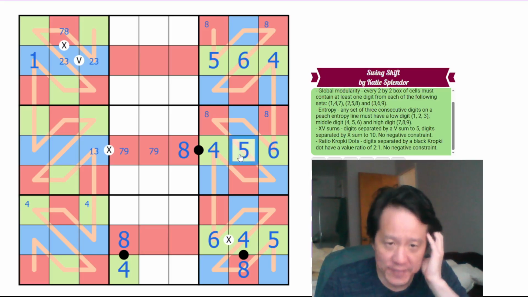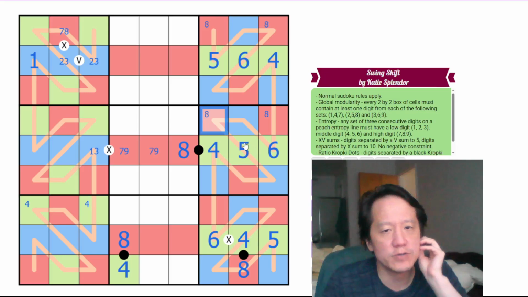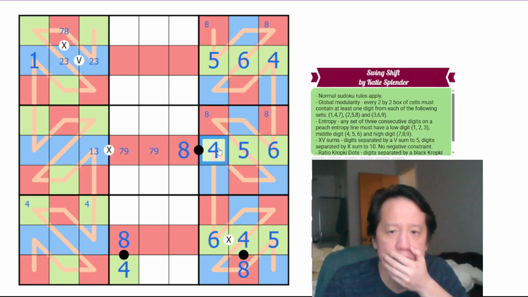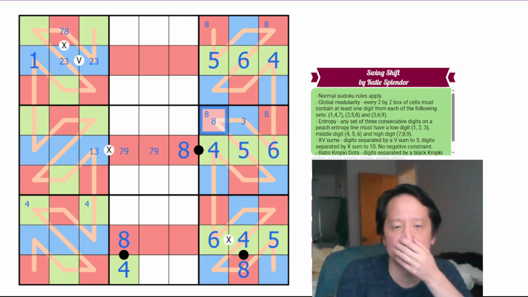So this is 5. 8 is one of these cells here. So if this is 8, that would mean modularity wise by the 2 by 2 area, we have 2 that are 2 modulo 3. This is 1 modulo 3. So we need a 3 modulo 3 here, and it must be low. So then that would be 3 if this was 8.